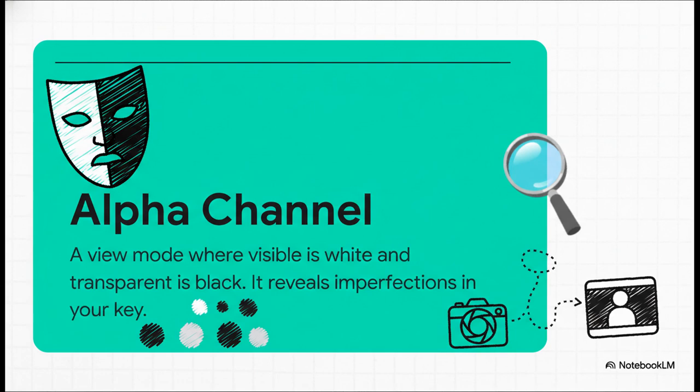This is a special view that shows you a simple black and white version of your shot. And the rule here is super simple. Anything that's solid white is what your audience will see, and anything that's pure black will be totally transparent. If you see any speckles or shades of gray in the background, well, that's leftover green screen junk that you need to clean up. This is the pros tool for getting it perfect.